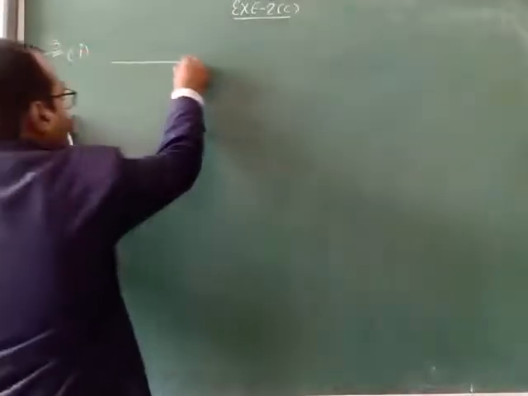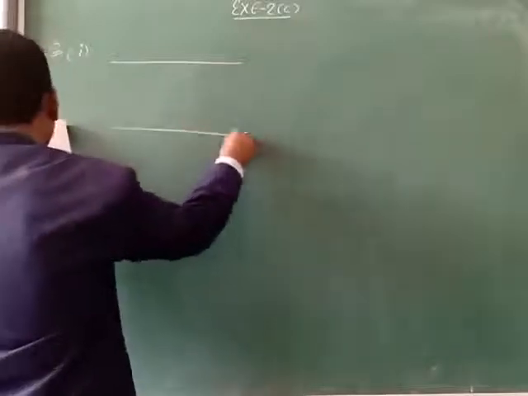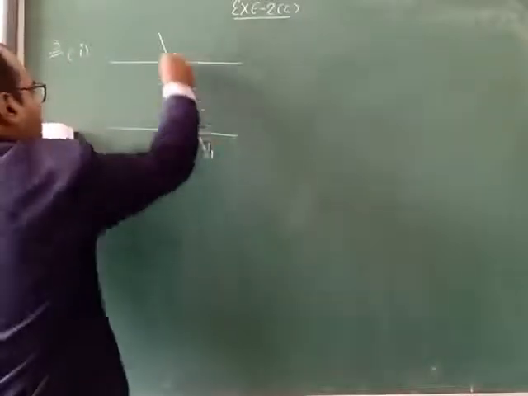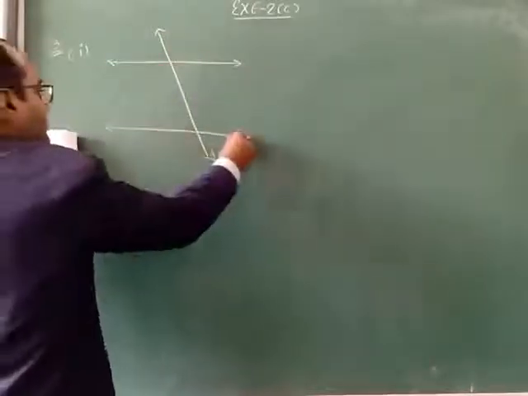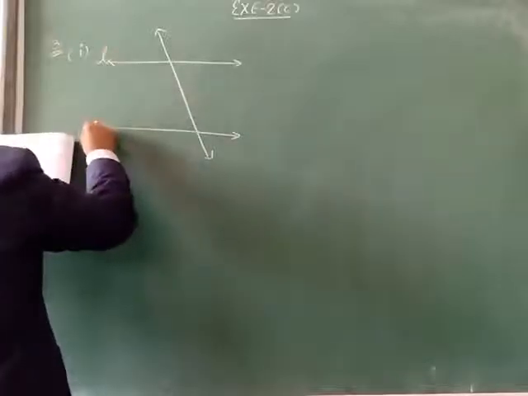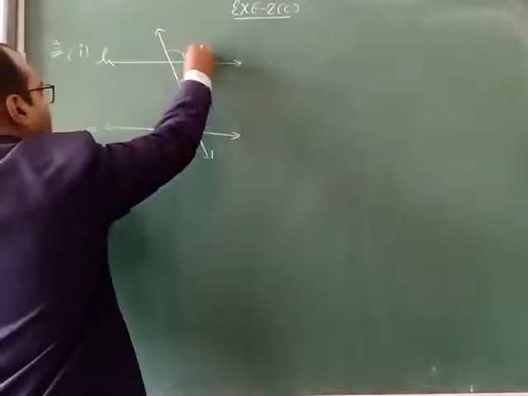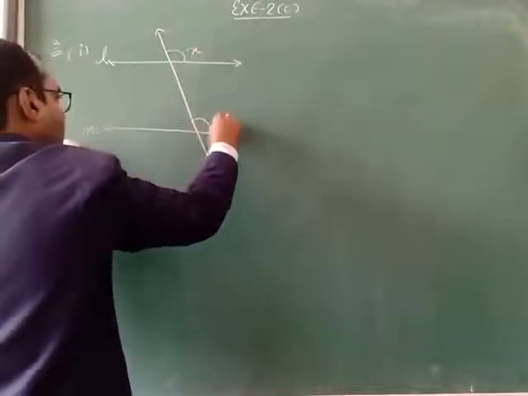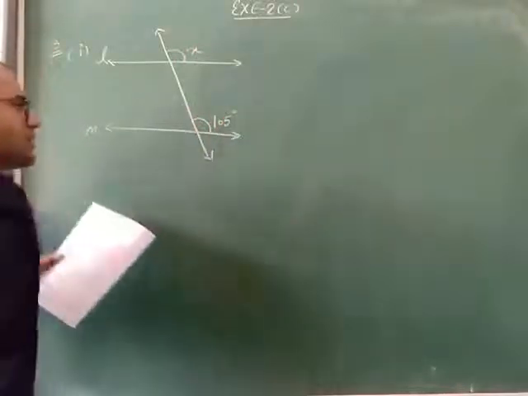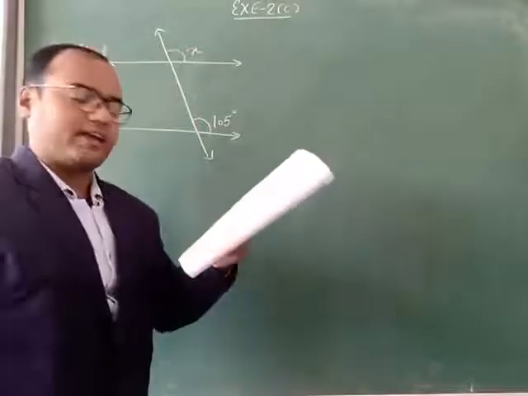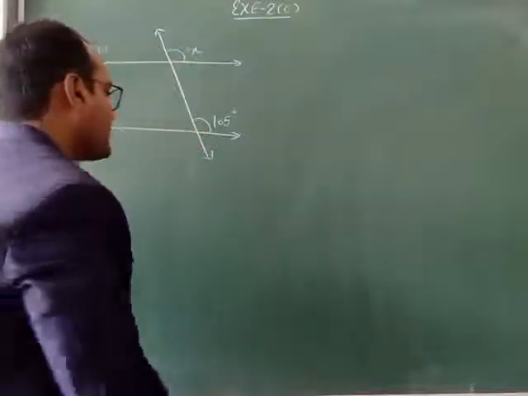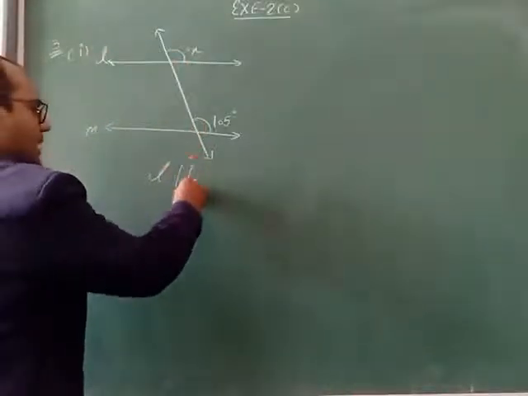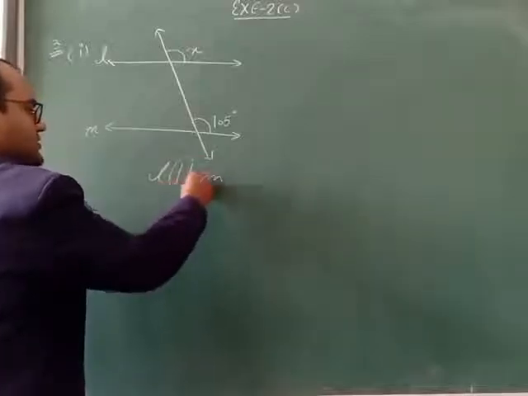Figures are given. First part. This is the figure given in the question. Here it is line L. Here it is line M. This angle is X and this angle is 105 degrees. In the heading it is written, find X, and L is parallel to M. In the question it is given L parallel to M. This is the sign of parallel.